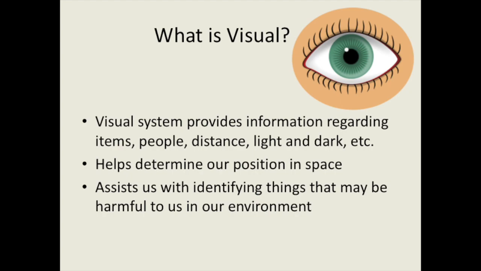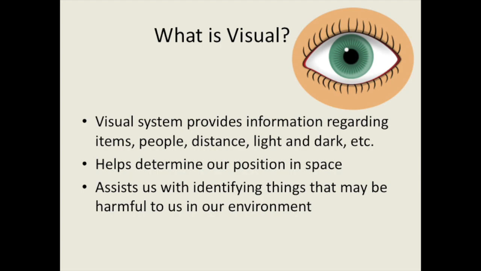So, what is our visual sensory system? Well, our visual system provides information regarding objects, people, distance, and it allows us to know whether something's light or dark. It helps us determine our position in space, and it assists us to identify things that may be harmful to us in our environment. For example, think about when you look at food. We can identify just by looking at food whether it has gone off by the colour or whether there's mould growing on it.